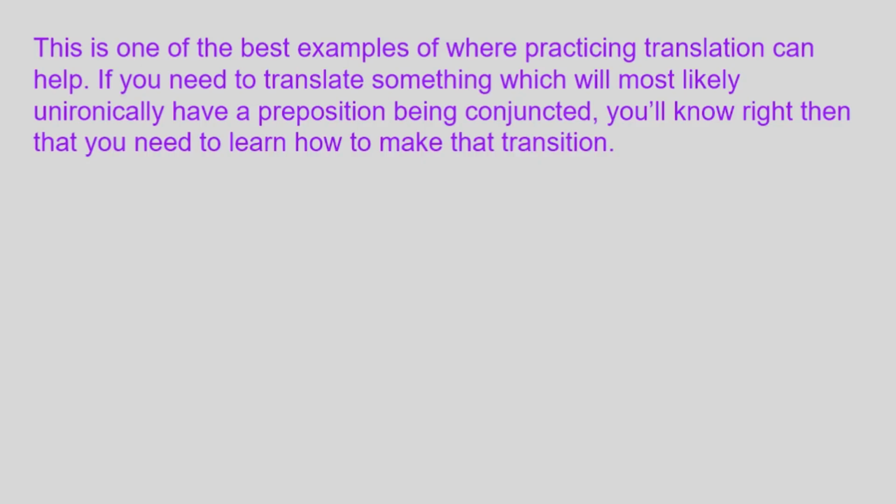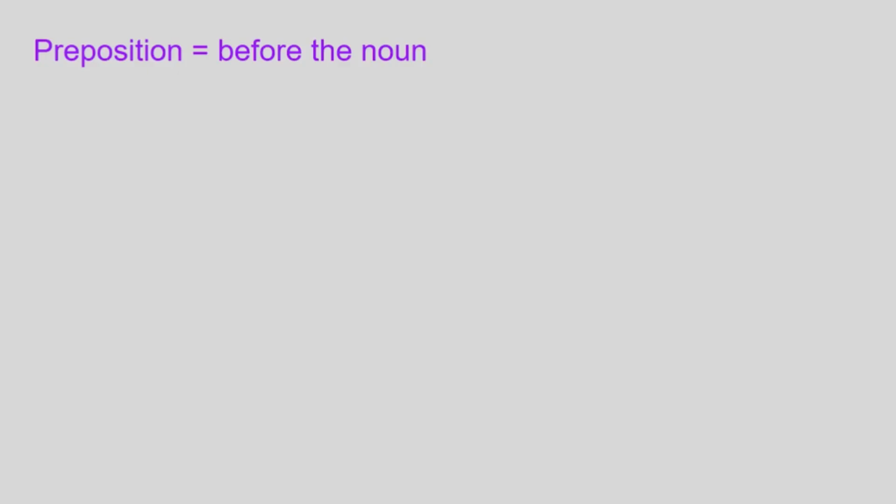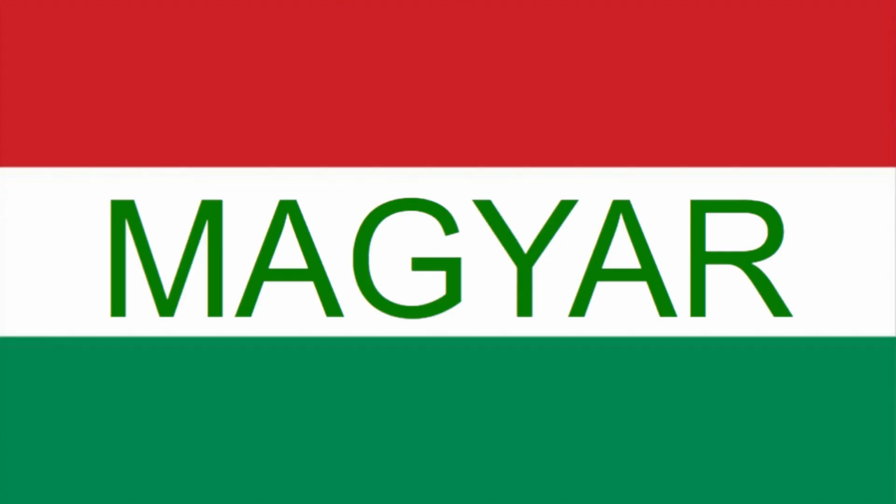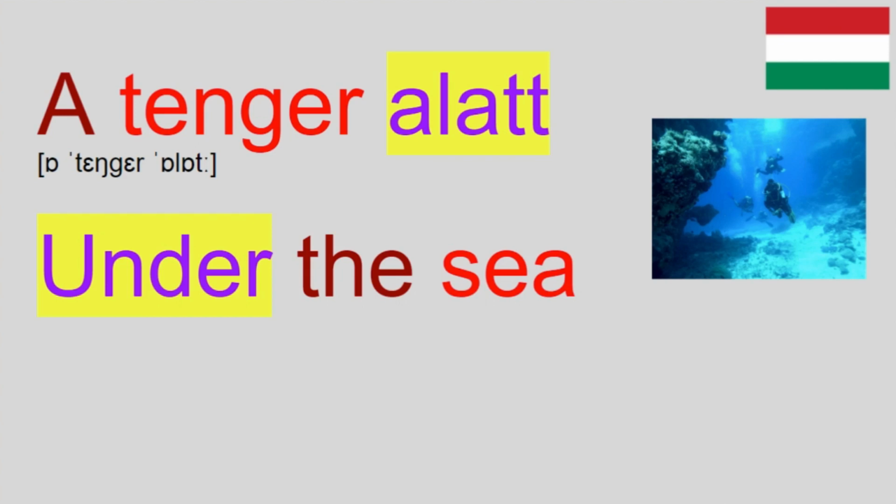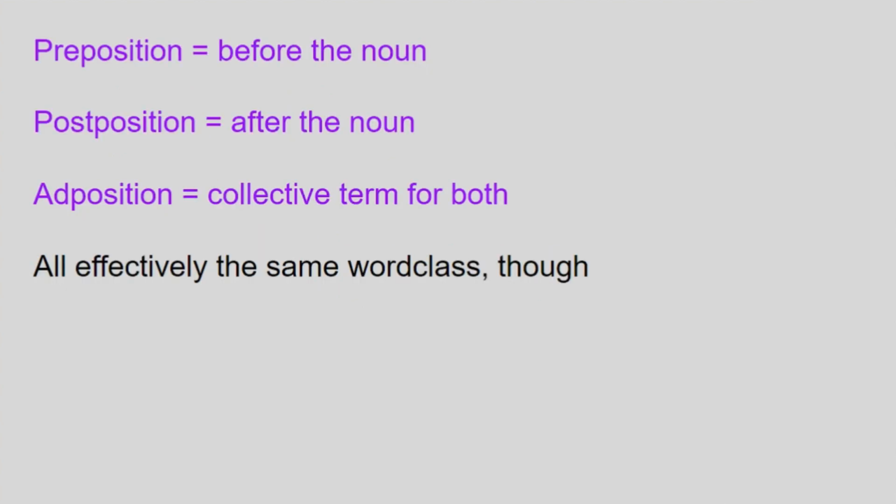Relativization will definitely come up, so you need to know which strategy your target language uses. By the way, notice how I was saying prepositions a lot in that last section? Well, that's not necessarily a given. The name preposition specifically refers to when it goes before its noun. If it goes after, then it's called a postposition. Hungarian is an example of a language that uses postpositions, like in the phrase "a tenger alatt," under the sea. The collective term for both, by the way, is adpositions.